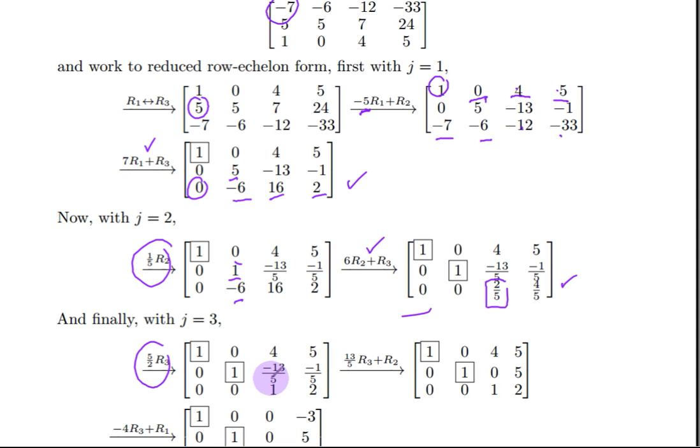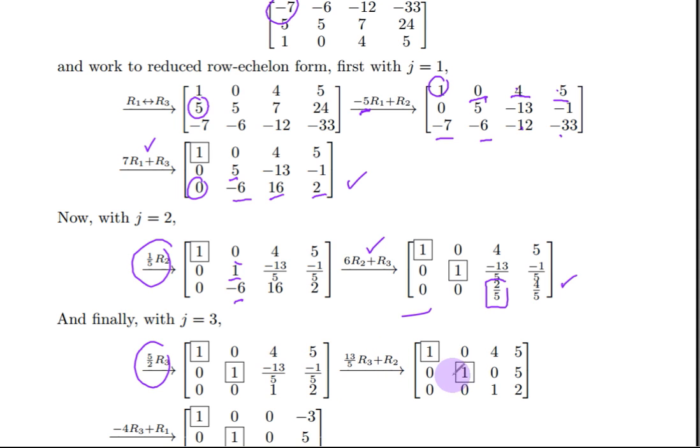All right, I'm sorry. He worked from the second row backwards, so let me backtrack a little bit. He's getting rid of this minus 13/5 first. If I want to get rid of this minus 13/5, I'm going to add 13/5 times the third row to the second row.